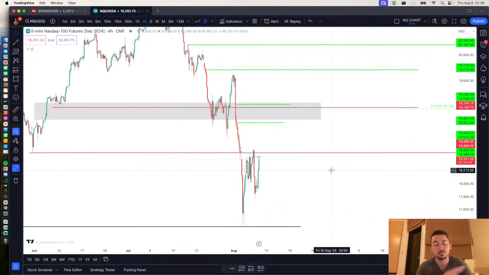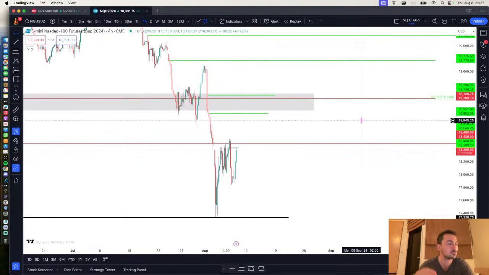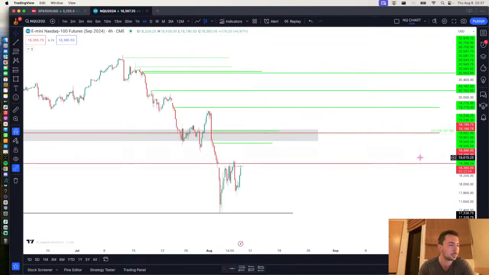I don't give a crap what happens with macroeconomics, politics, the Fed speakers. It doesn't matter. The algorithm drives price to certain areas no matter what. It's just how the algorithm works. It's how the market works.